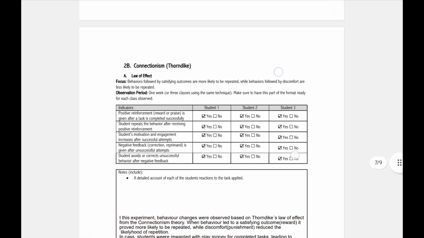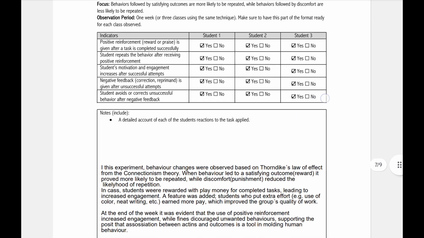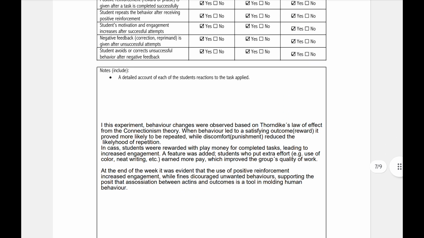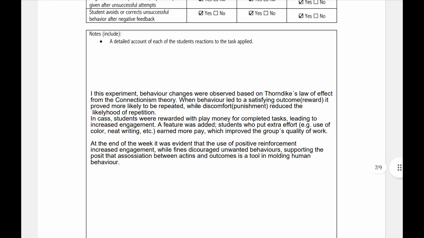So for the next one, the connectionism experiment. Okay, so this is the markings. In this experiment, behavior changes were observed based on Thorndike's law of effect from the connectionism theory. When behavior led to a satisfying outcome, which means a reward, it proved more likely to be repeated, while discomfort, that means punishment, reduced the likelihood of repetition.